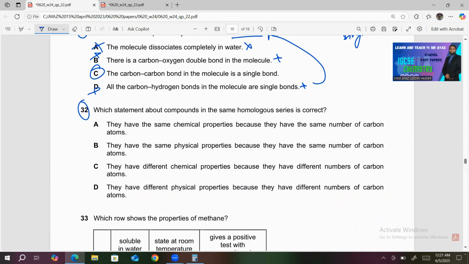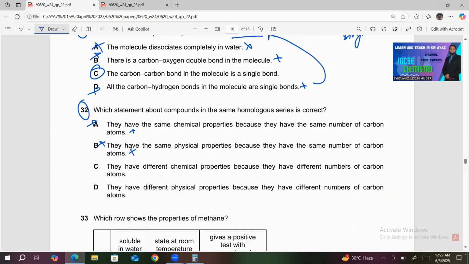Which statement about compounds in the same homologous series is correct? They have the same chemical properties because they have the same number of carbon atoms. This is incorrect. Same chemical properties are related to the functional group, not to the same number of carbon atoms. So it's incorrect. B, they have the same physical properties because they have the same number of carbon atoms. This is also incorrect. They don't have the same physical properties. The physical properties are different. They won't have the same number of carbon atoms.